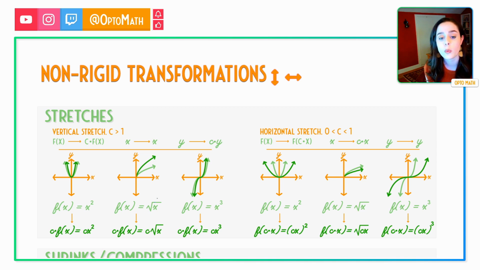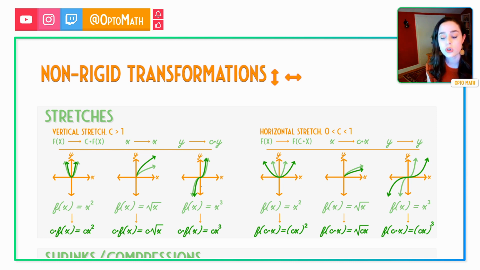Let's look at our square root of x parent function. That would be c times the square root of x. And see how it gets taller. It's a little bit harder to think about it as skinnier, because we have two sides of our parabola, right? So we can see it gets skinnier. But regardless, you're getting taller for our square root of x. If we look at a cubic, f of x equals x cubed, and have c times x cubed, we can see here that it also looks skinnier.